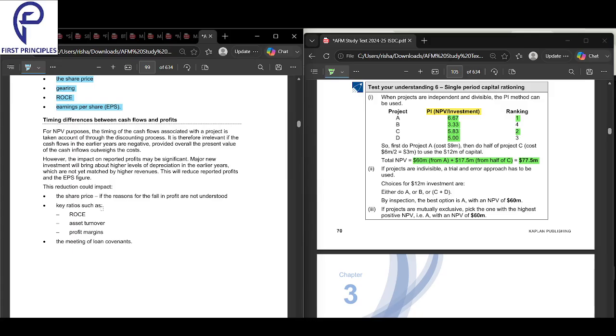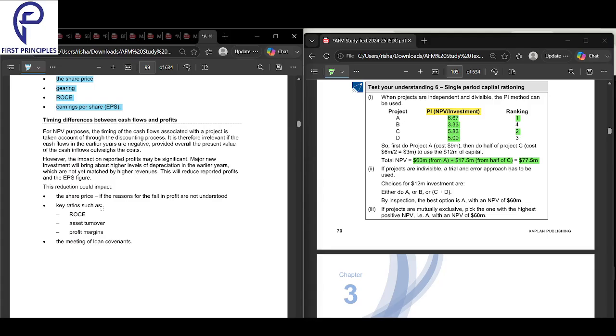Okay. Next we'll look into the timing difference between cash flow and profit. So when we look into the timing difference of cash flow and profit, it basically simplifies the idea that the biggest difference between NPV, or the cash view, is that we discount cash flow, so early losses are fine. But in case of profit, what happens is accounting accounts show profit each year.